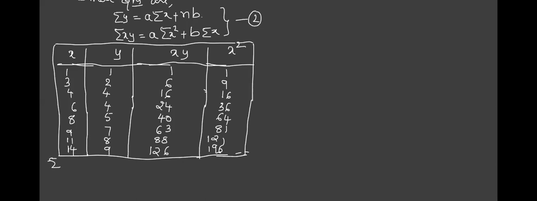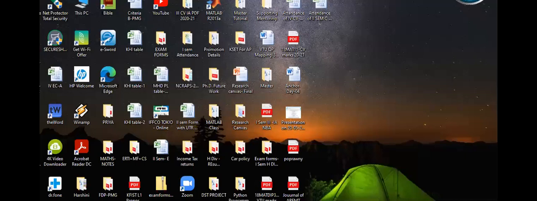Now add all these values of x. That is called summation x. Tell me what you'll get. 56, 56. Yeah, add all the values of y. 40, 40. Add the values of xy. 364, 364. And summation x square. 524, 524. Yes, all are right.